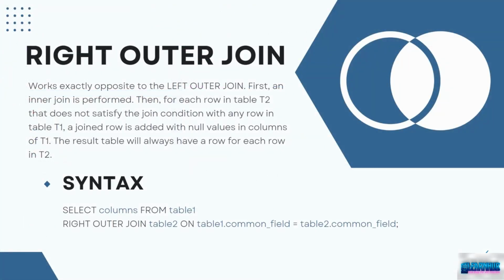The right outer join works exactly the opposite to the left outer join. First, an inner join is performed. Then, for each row in table T2 that does not satisfy the join condition with any row in table T1, a joined row is added with null values in the columns of T1. This is the converse of a left join. The result table will always have a row for each row in T2.